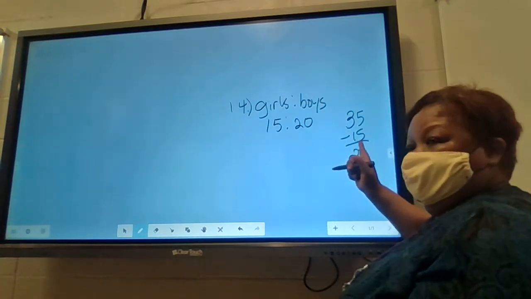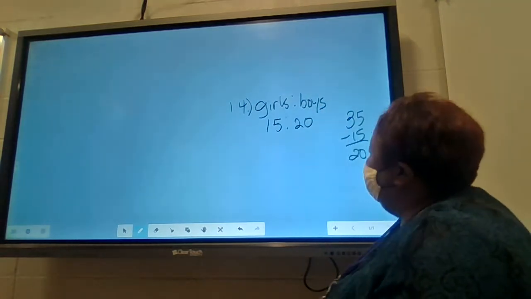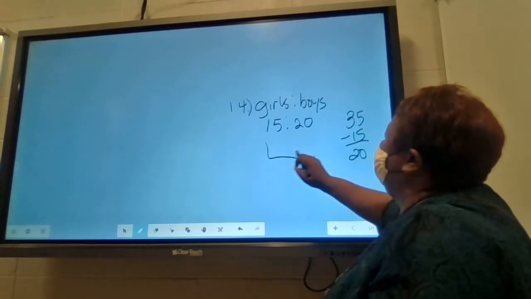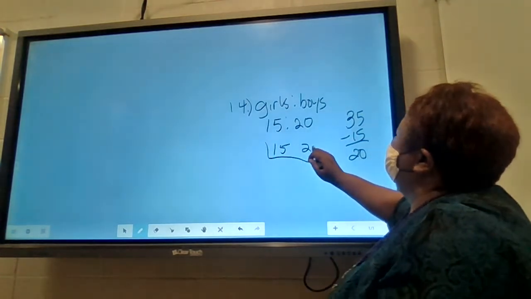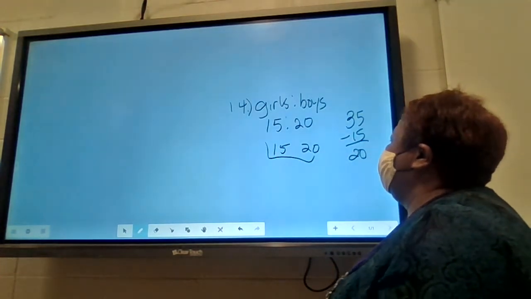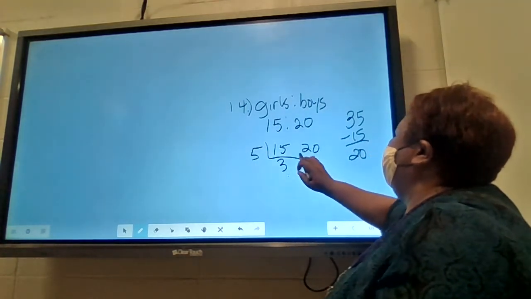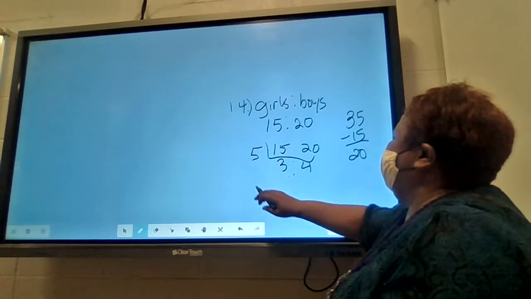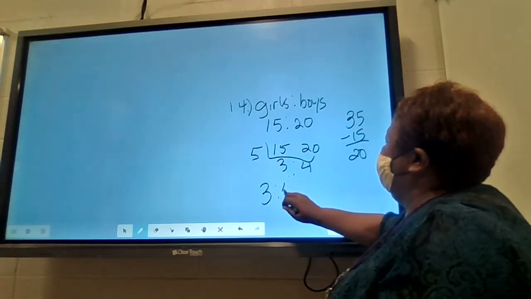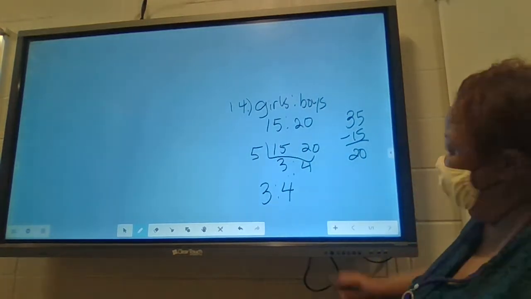So that one had a little trick in there. And then we need to simplify it, just like we would a fraction. So I'm going to use the GCF method. 5 goes into 15 3 times, 5 goes into 20 4 times. That's my simplified ratio. So my ratio of girls to boys is 3 to 4.